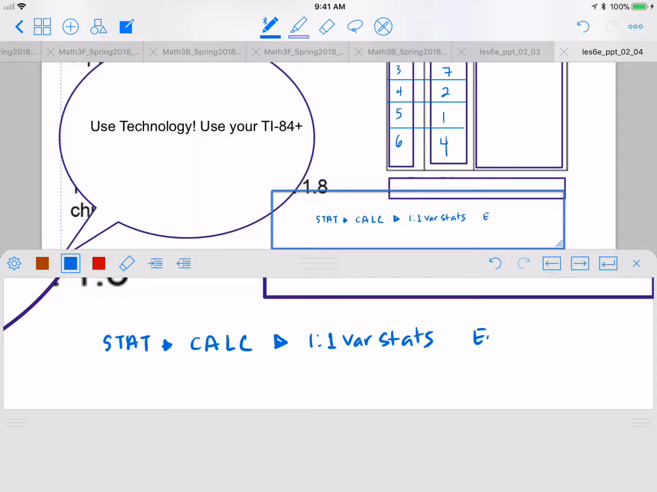Okay, then you're going to hit Enter. Now you need to tell 1-Var Stats that you're not going to just use list 1, but you're going to use list 1 and list 2.